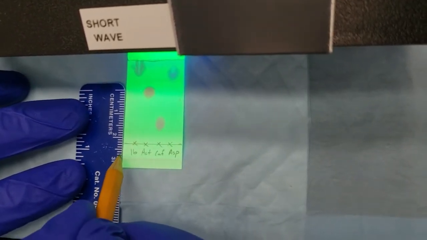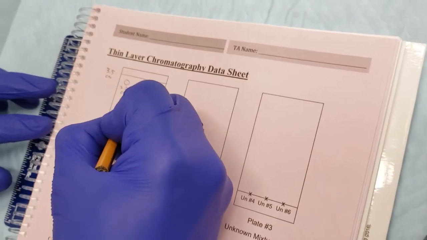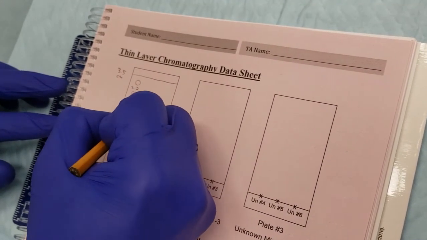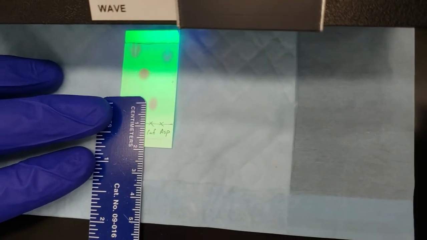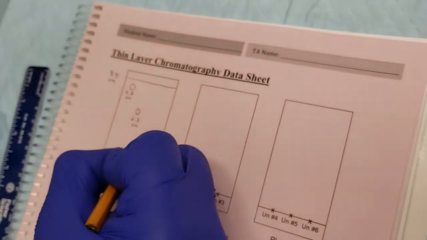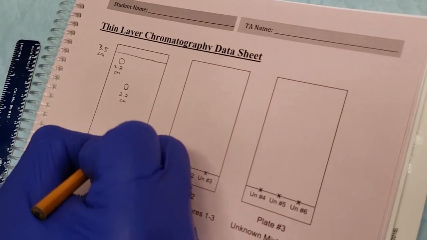We're looking at 2.2 centimeters. So our acetaminophen, 2.2 centimeters. Our caffeine, center of this spot to the origin line, 0.9 centimeters. Caffeine, 0.9 centimeters. And last but not least, we have our aspirin.